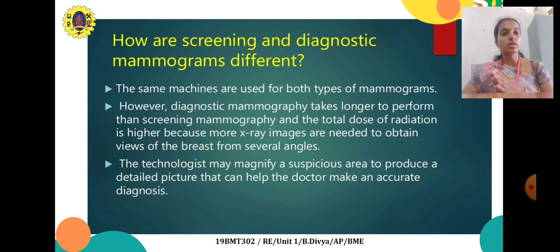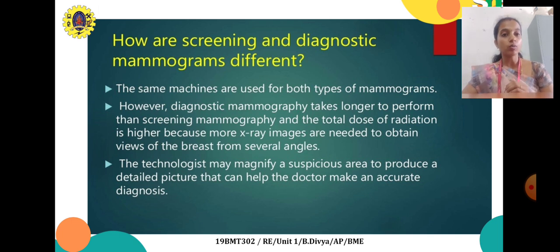This video is the continuation of the previous video, where we are seeing the series of mammograms. How do screening and diagnostic mammograms differ? What is the difference between the screening mammogram and diagnostic mammogram? The same machines are used for both types of mammograms. We don't have different types of machines. We have only a single machine which is used for both purposes.